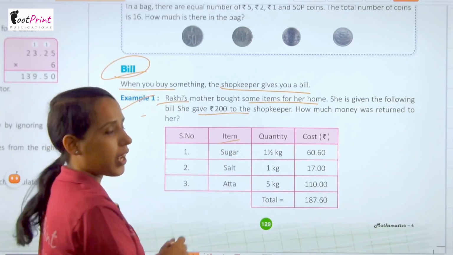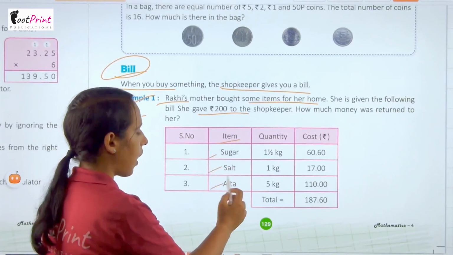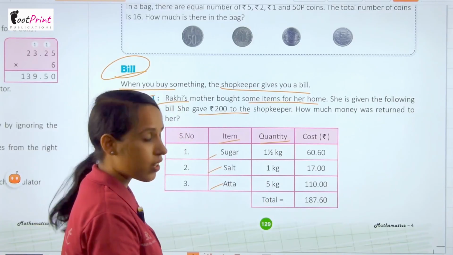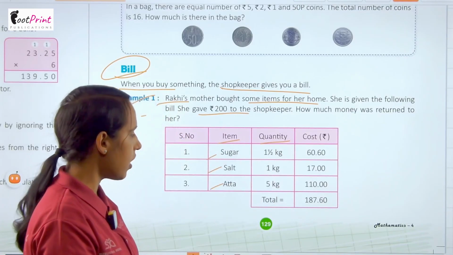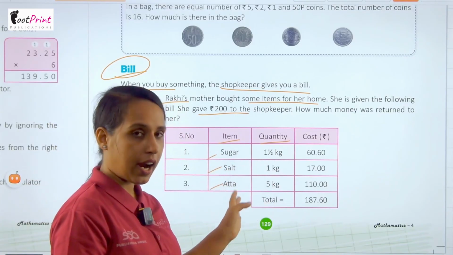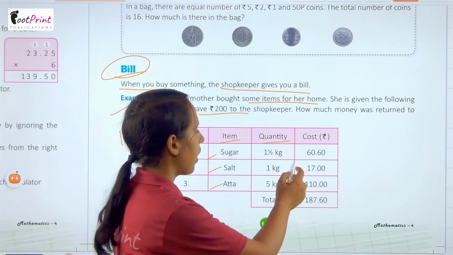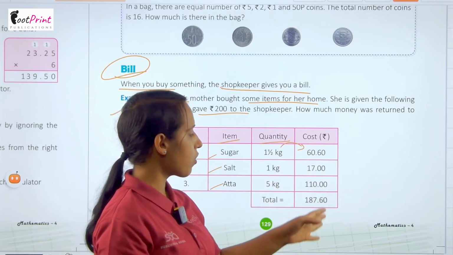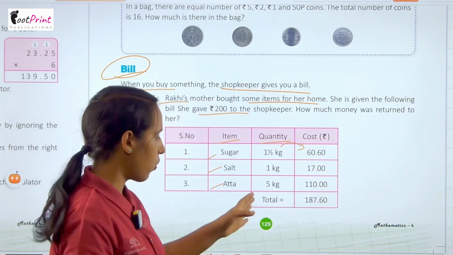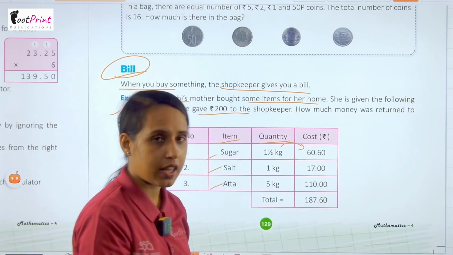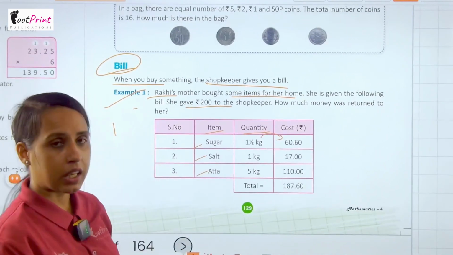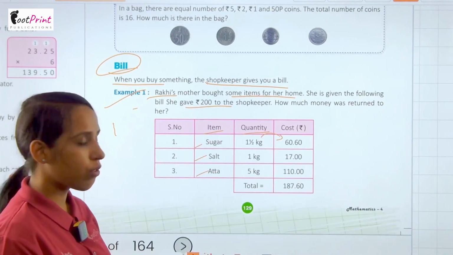So here the items are sugar, salt and आटा, and the quantity is: sugar purchased 1.5 kg, salt is 1 kg and atta is 5 kg. And the cost will become 60.60 rupees, 17 rupees, 110 rupees. The total will become here 187.60 rupees. And she gave 200 rupees to the shopkeeper.